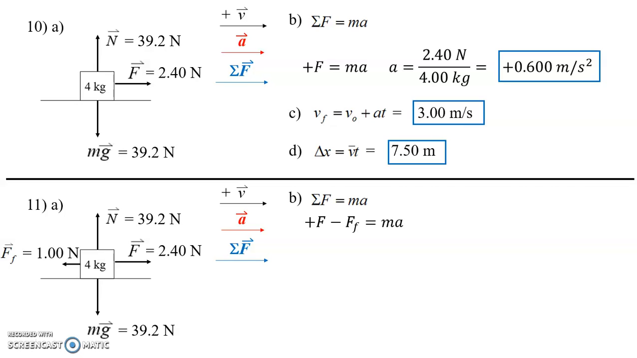Remember, this is always our step. Then you can go ahead and rearrange and put your numbers in and solve for the acceleration. You should have no problem getting positive 0.350 meters per second squared, or 3.50 meters per second squared to the right.